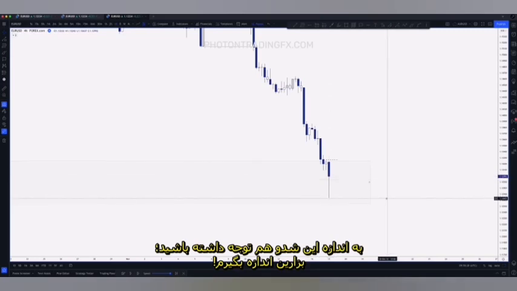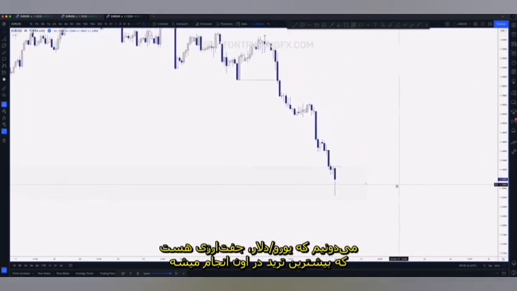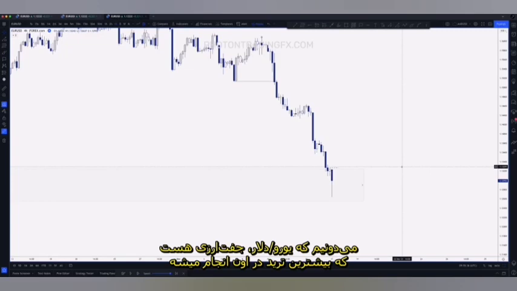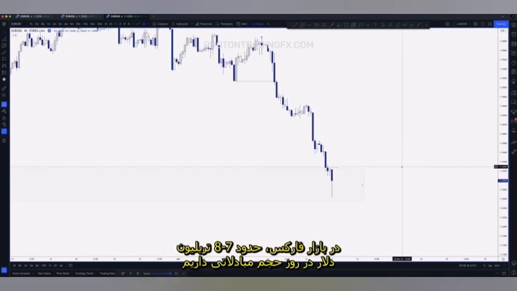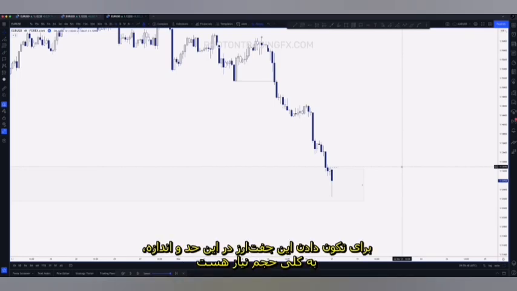Now, the other thing you notice as well is the size of the wick on this candle. If I just measure that, that is a 35 pip wick on a 4 hour candle. Now, Euro Dollar is probably the most traded currency pair in the world. The forex market has about $7 or $8 trillion worth of daily volume. To move this currency pair that amount of pips takes a hell of a lot of volume.